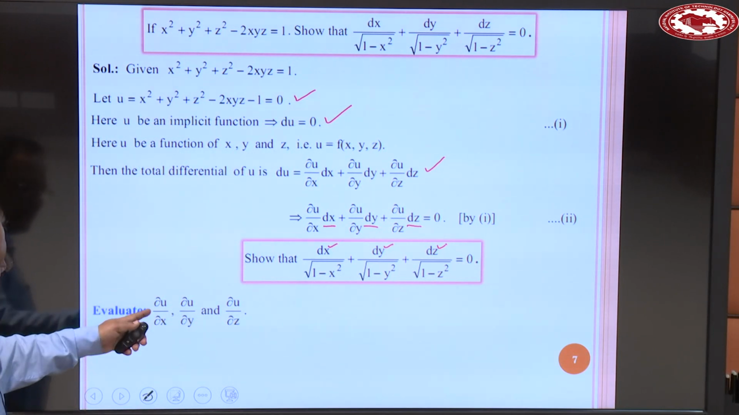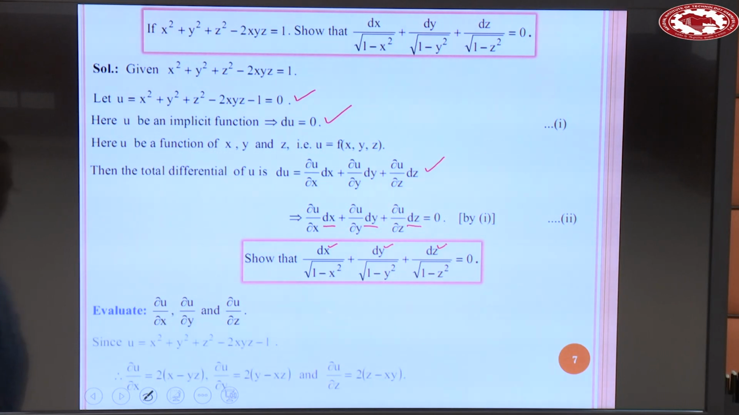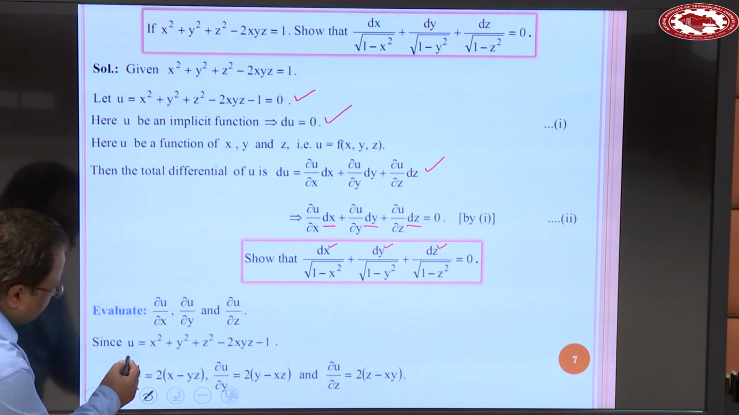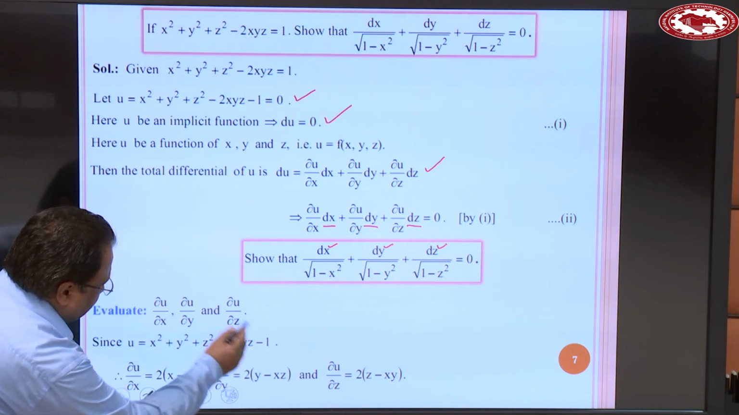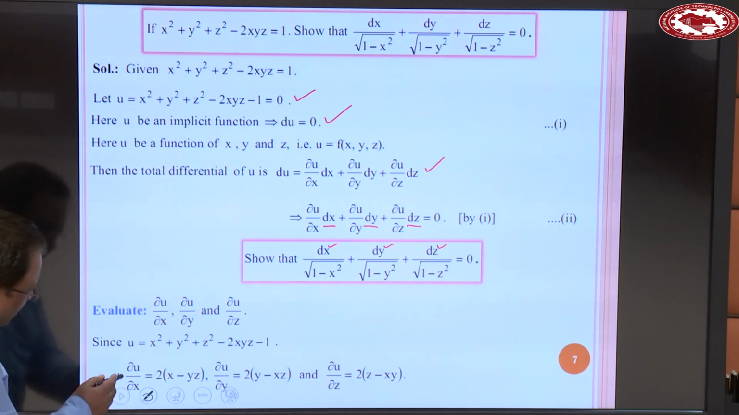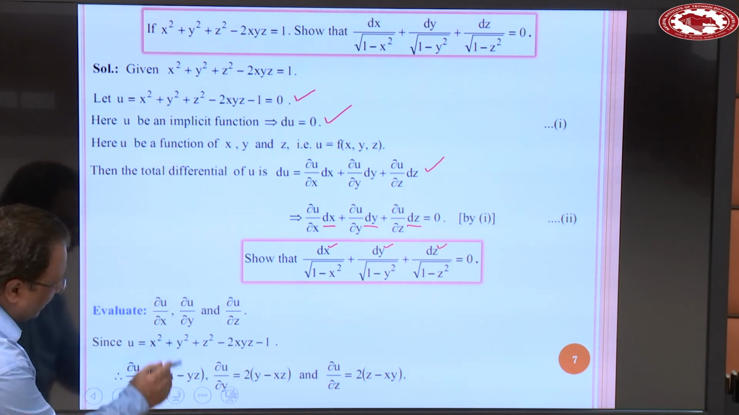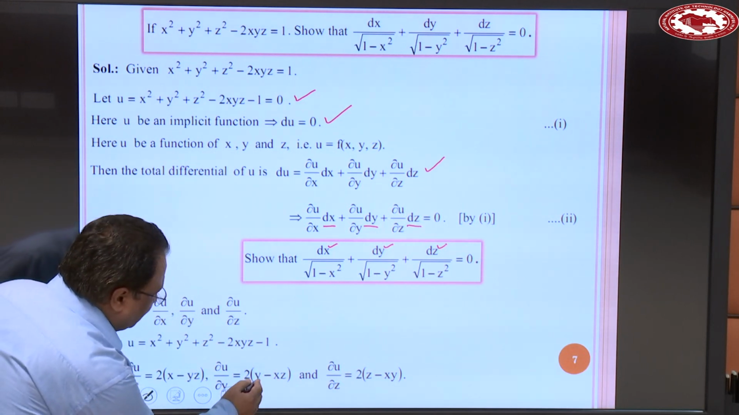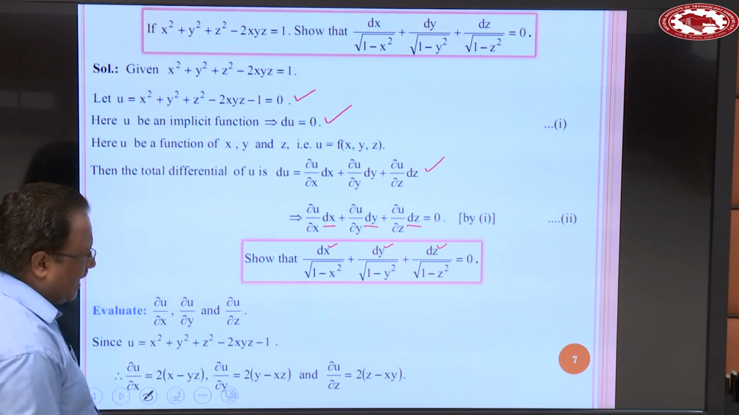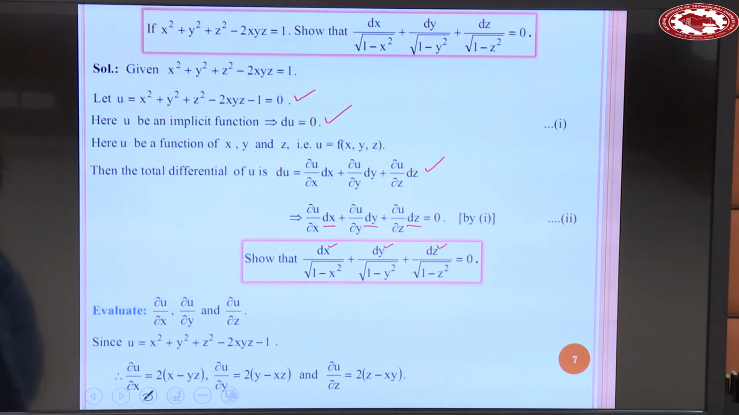So, evaluate ∂u/∂x, ∂u/∂y and ∂u/∂z. When you calculate, since u = x² + y² + z² − 2xyz is equal to 1, then ∂u/∂x is equal to 2 times (x − yz), ∂u/∂y is 2 times (y − xz), and ∂u/∂z is 2 times (z − xy). So, substitute all these three values here.